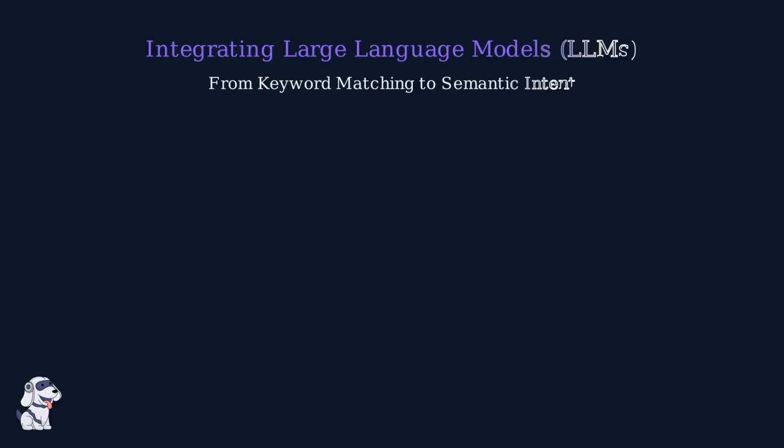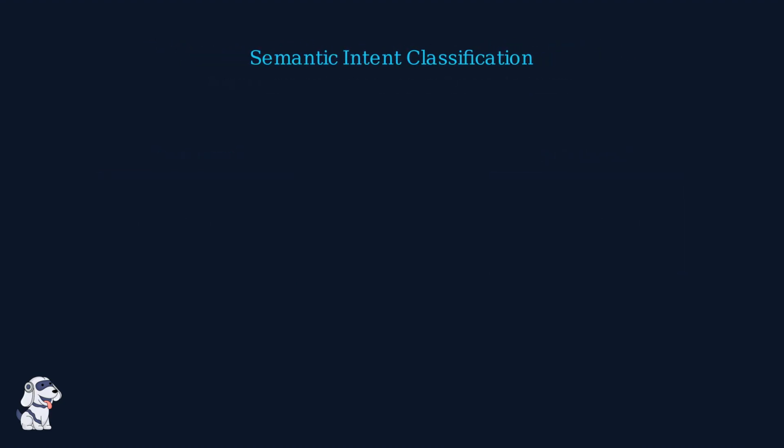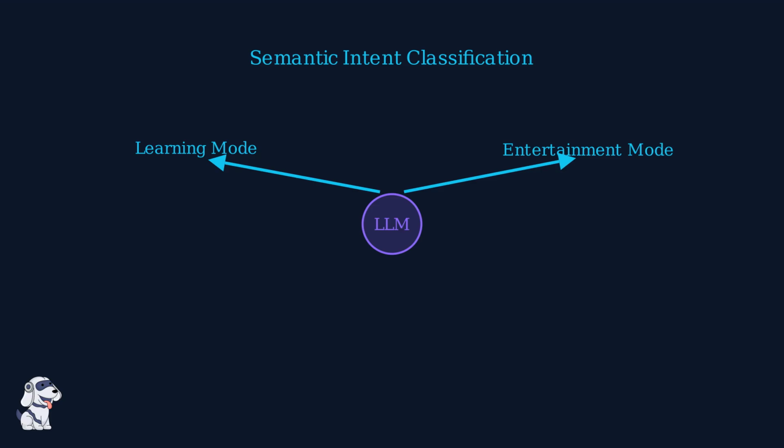Large language models have fundamentally changed how recommendation systems function, moving them beyond simple keyword matching to deep semantic understanding. While traditional systems rely on static tags and matching keywords, LLMs interpret the underlying meaning of a user's search and their current context. By identifying if a user is in learning mode or entertainment mode, the system adjusts the recommendation strategy to align with the user's immediate goals.